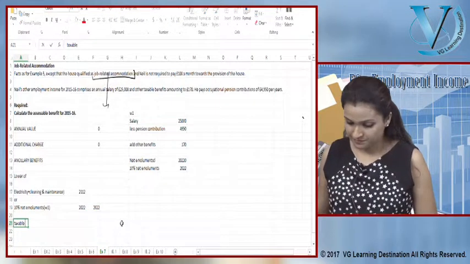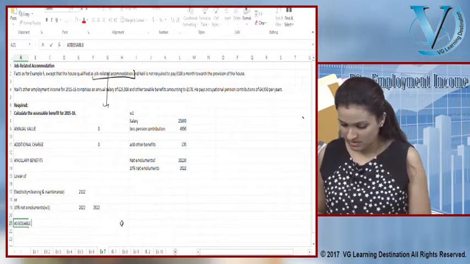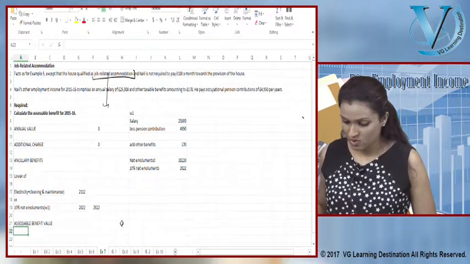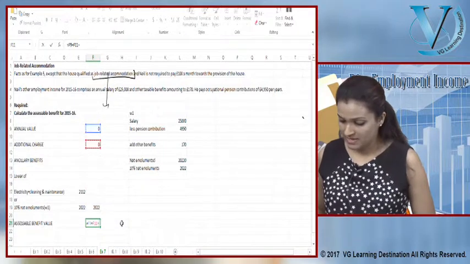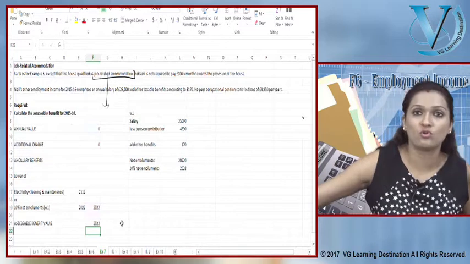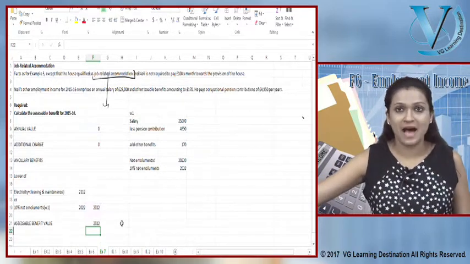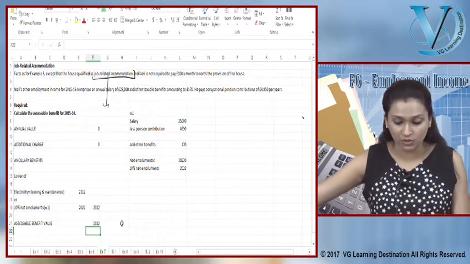taxable, assessable benefit value, which equals to how much now? Equals to 0 plus 0 plus 2022 equals to 2022 becomes the total value of accommodation if this house is now basically a job related accommodation that we have been told.